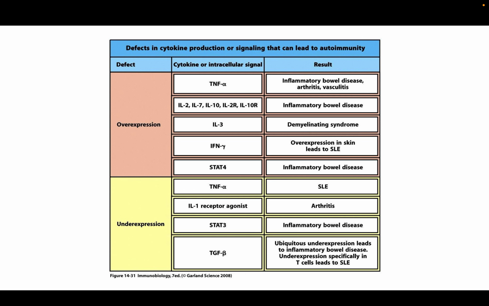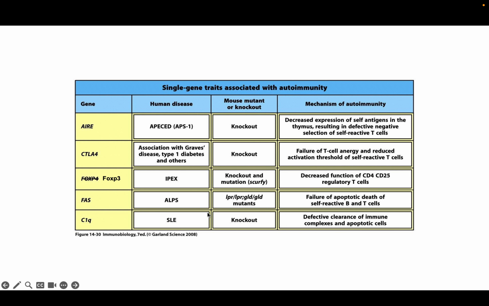If you push too much TNF alpha, you have a lot of self-reactive T cells. If you underexpress TNF alpha a lot, you do not have the clearance of certain apoptotic cells or other immune complexes that have self-antigens. So sometimes you need a perfect balance. I don't need you to remember these at all, but I definitely want you guys to know these for sure.